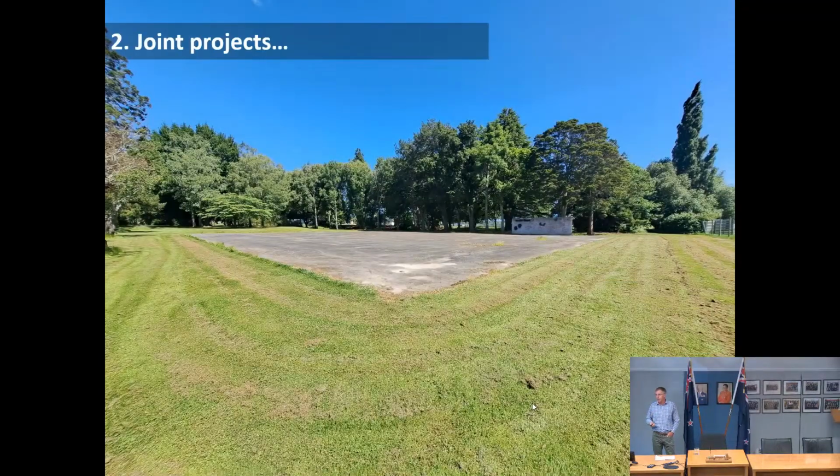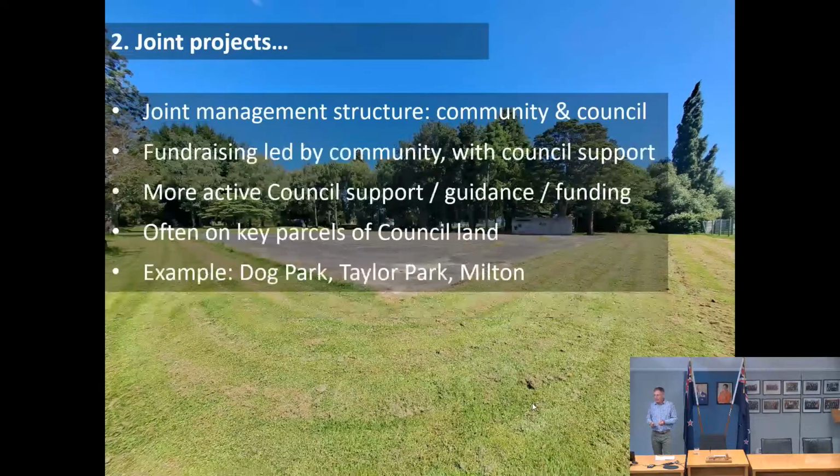The second type of way that these projects can develop is more of a joint process, and there's normally a reason for that, and it's normally that it's a key parcel of council land. And I guess I could skip to the bottom here. The example I use is the proposed, still underway, dog park at Taylor Park in Milton. So this is a critical reserve in the district. A lot of people use it. A lot of people have an invested interest in it.